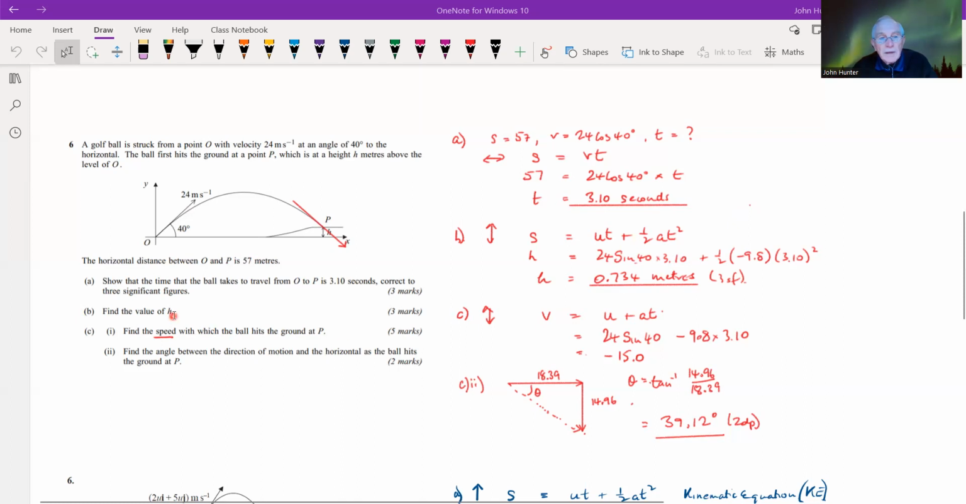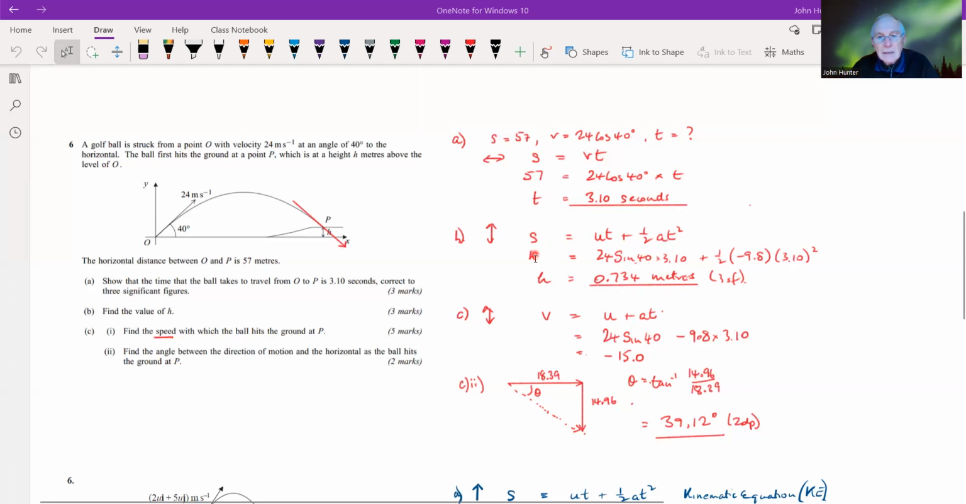This goes on to say find the value of h. Right, now we're a bit more interested in the vertical travel. And when we look at that, we tend to use this equation in the vertical all the time. If you're not using this equation to look at vertical travel, then it's an unusual question. It's not impossible, but you can pretty well expect that this is going to come in for your vertical travel. So we've got S equals ut plus half at squared.